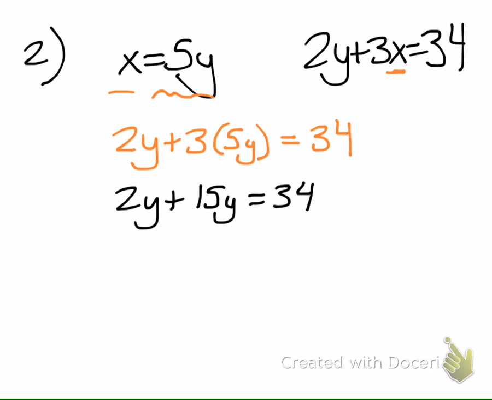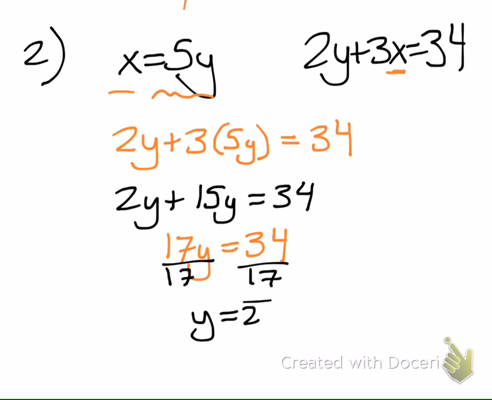And then you have like terms, 2y plus 15y is 17y equals 34. And finally, you undo the multiplication by 17. You divide both sides by 17, and you get y is 2. Do we get that one? So y is 2.